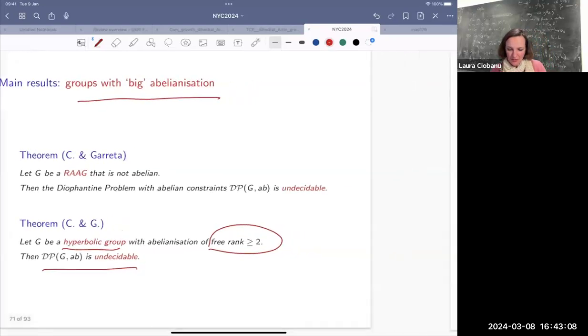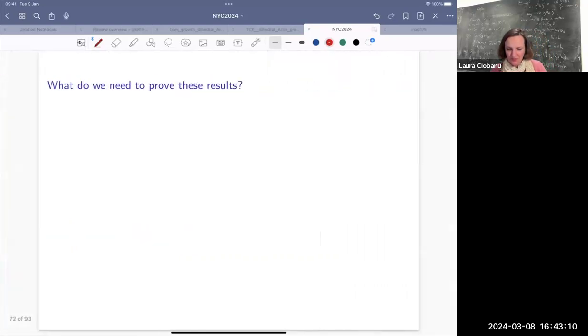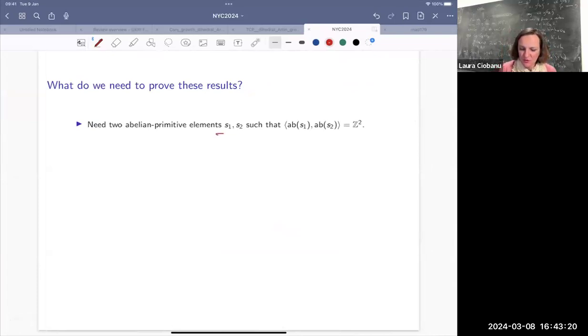So let's see how much time I have to say about them. What do we need to prove these results? Of course, the ideas come from free groups, but it gets a lot more technical. So first of all, we need two abelian primitive elements, or just think of them as two generators that behave well in the group.